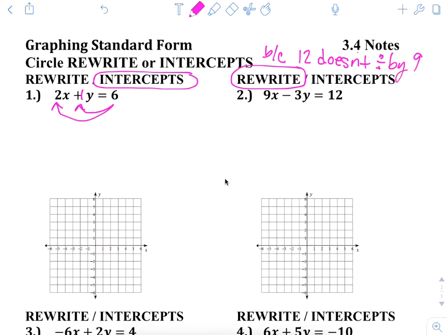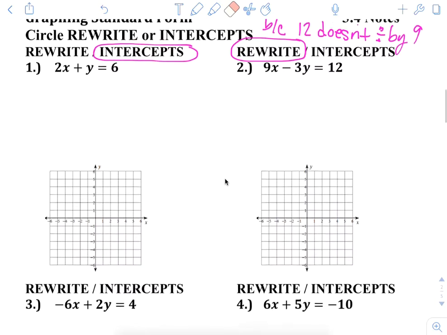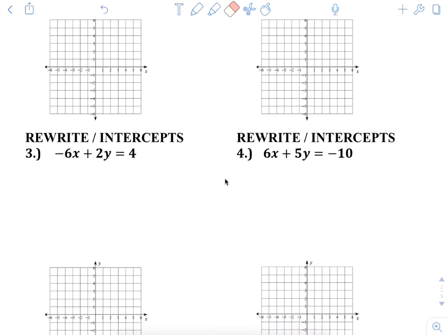Okay. Good news is we're only going to do the intercepts first. Let's go ahead and make the bottom decisions. So on number 3, does 4 divide by 2? Yes. Does 4 divide by 6? No. So I'm going to do a rewrite, and that's because I can't do 4 divided by 6.